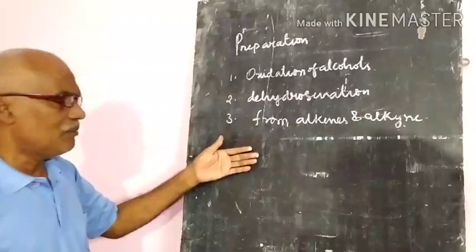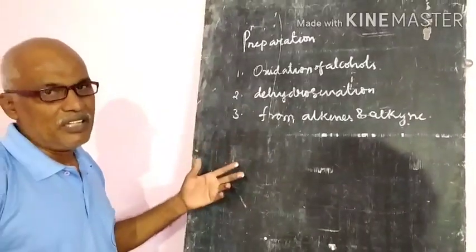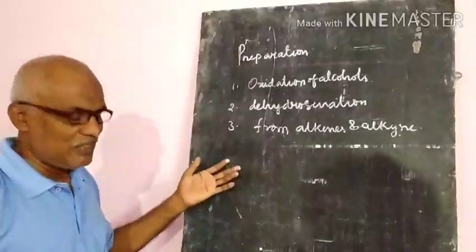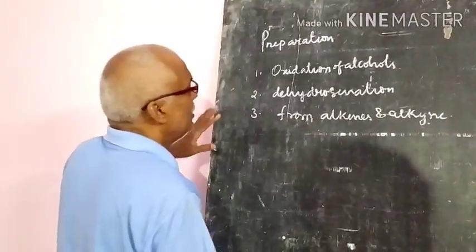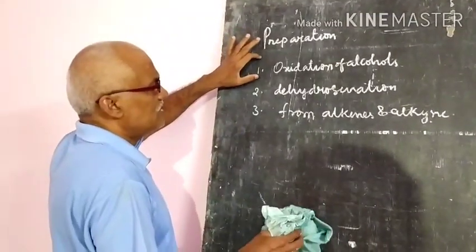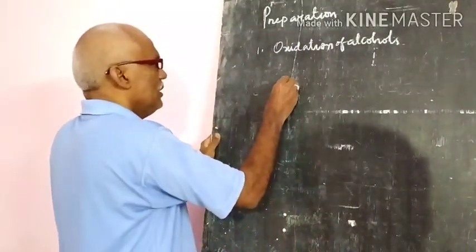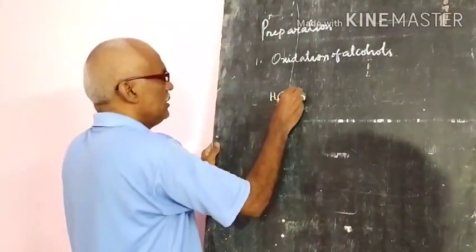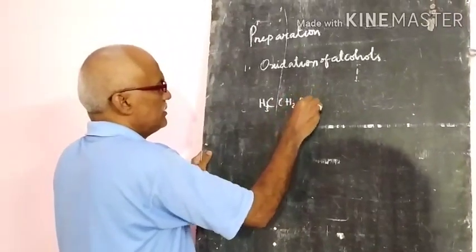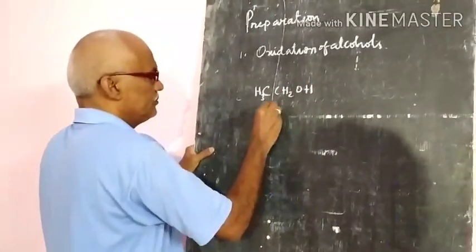Of course, other methods are also there. They are the name reactions, Etard reaction, Rosenmund reaction, everything. So let us first see the preparation of aldehydes and ketones from alcohol, oxidation of alcohol. That means any alcohol, for example CH3CH2OH, ethanol.